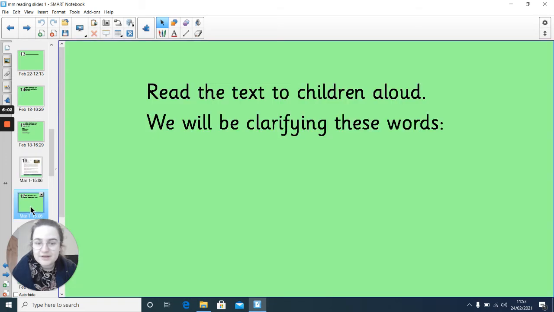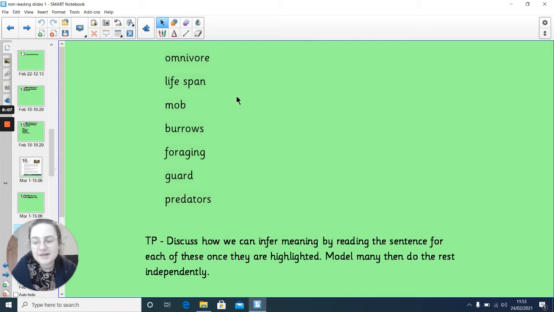So we are going to have a go at clarifying some of these words. These are the words that we are looking for. They are omnivore, lifespan, mob, burrows, foraging, guard, and predators. So we are going to choose these words one at a time, and we are going to have a guess at what they mean, a sensible guess at what they mean. Or if you're really struggling to find a sensible guess, then you could look it up. You could type it into Google too.